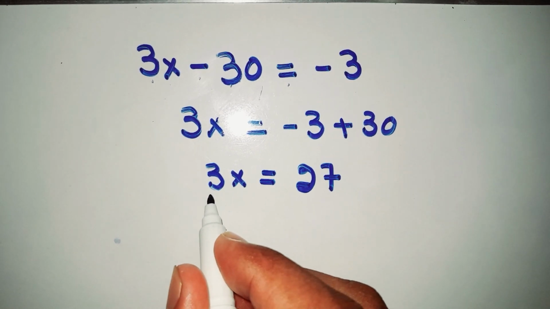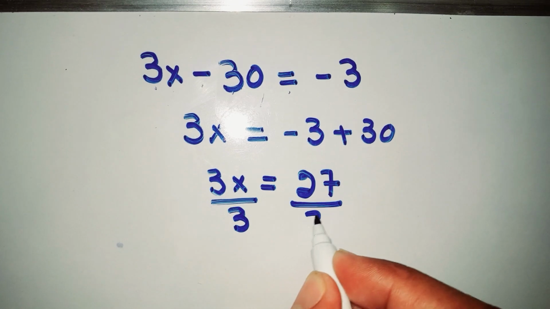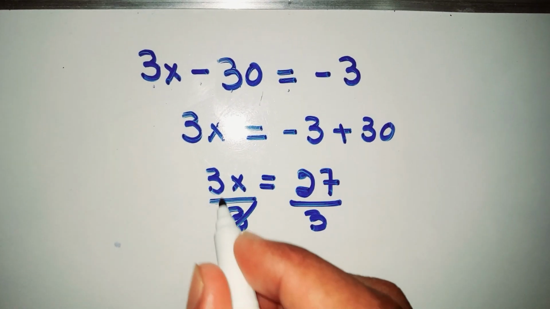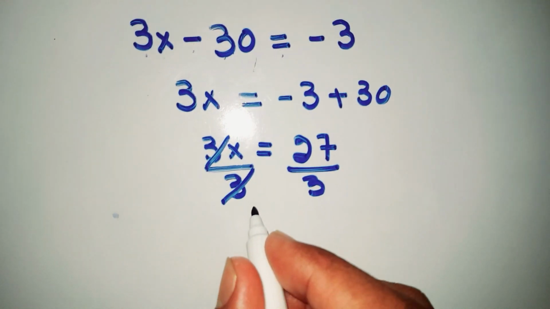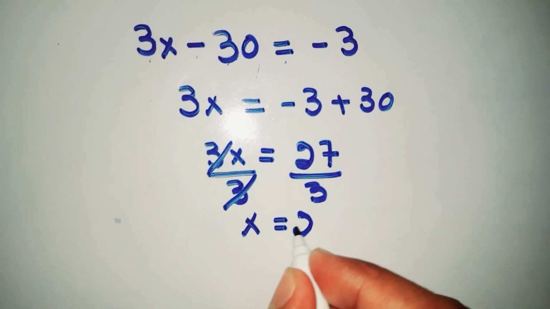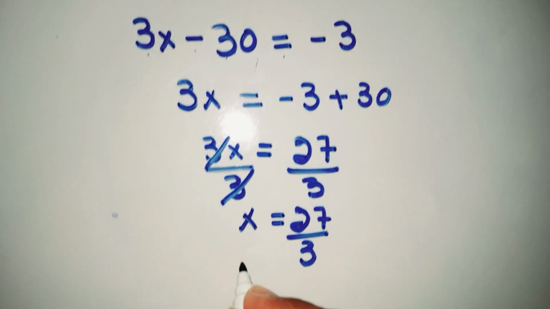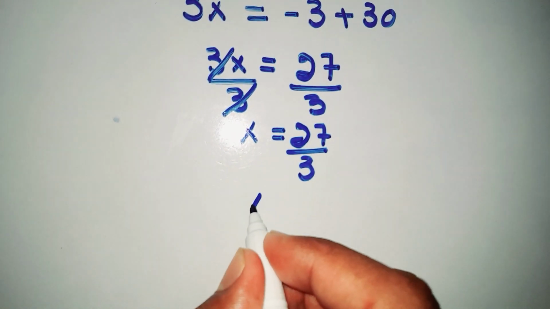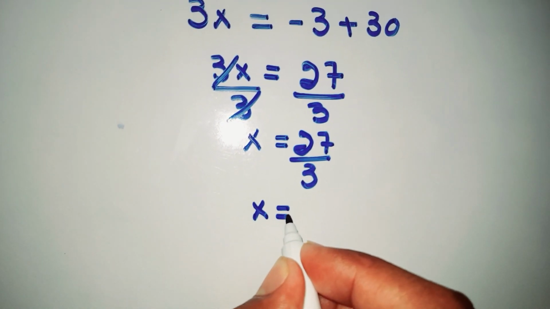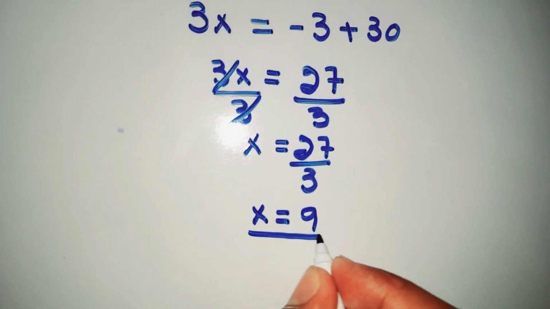We divide 3 by both sides. Divide 3, divide 3. So now 3 cancels. So now x is equal to 27 upon 3. So now x is equal to 9. So this is our answer.